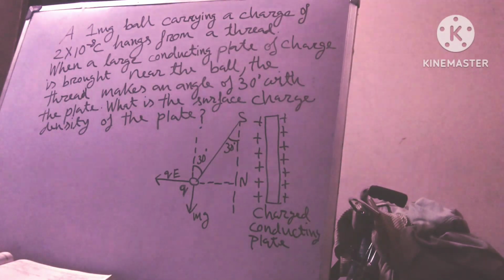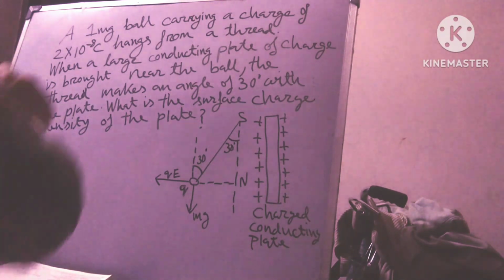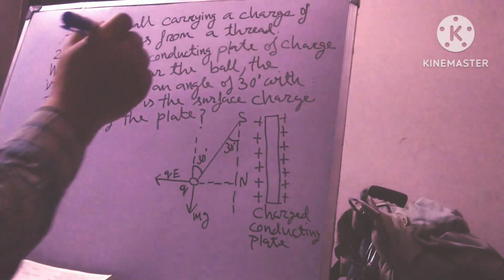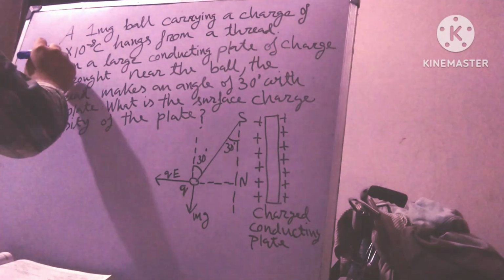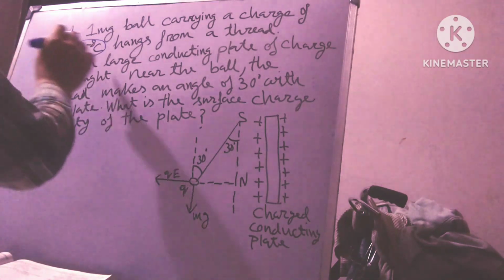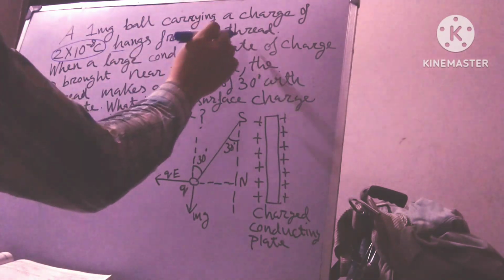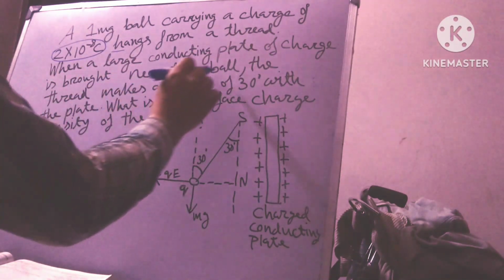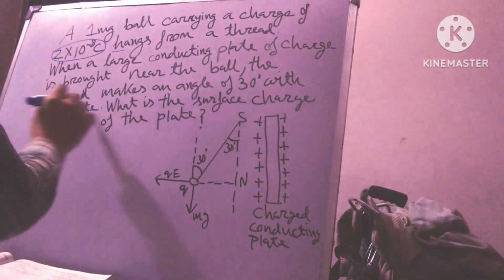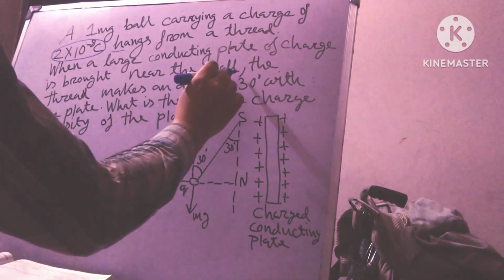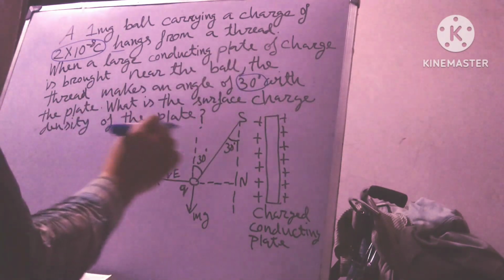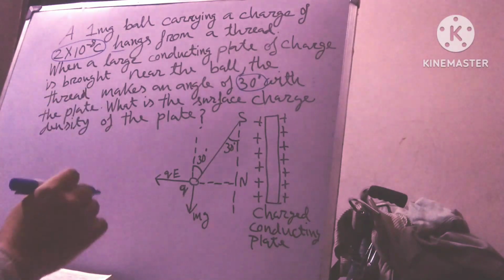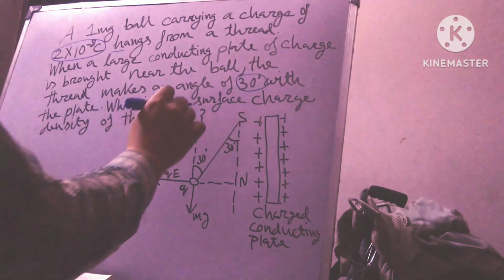Today's discussion is electric field based on one questions. A 1 mg ball carrying a charge of 2 × 10^-8 coulomb hangs from a thread. When a large conducting plate of charge is brought near the ball, the thread makes an angle of 30 degrees with the plate. What is the surface charge density of the plate?